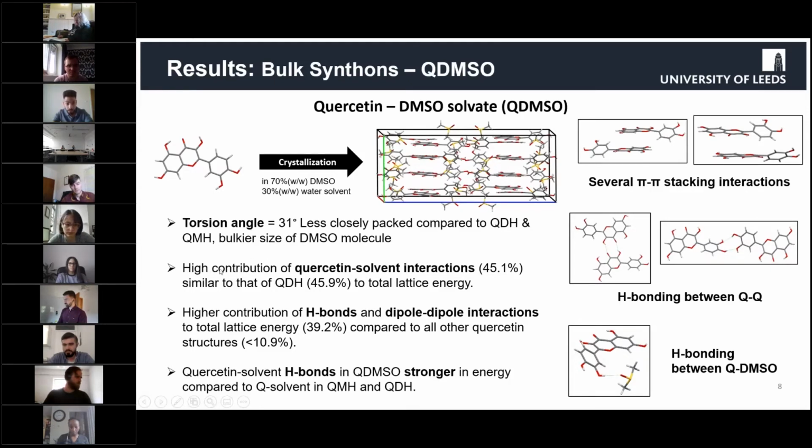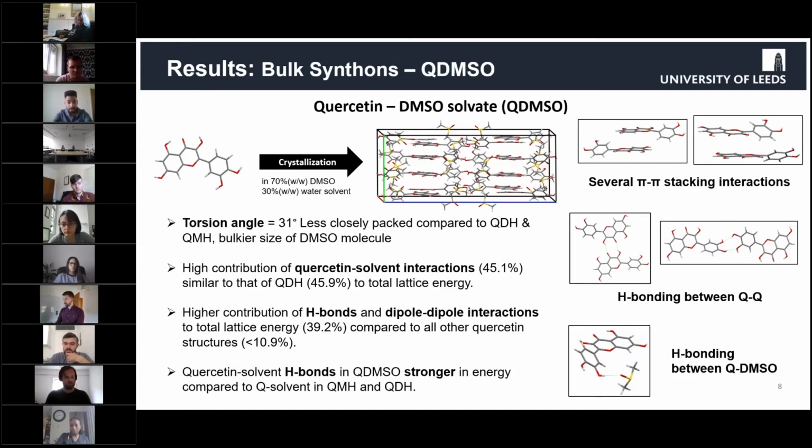It is also interesting to notice that there was a higher contribution of quercetin and solvent interactions, 45%, and also that was high for the dihydrate form, 46%, of the total lattice energy. And this highlights how the quercetin and solvent interactions are so important for the stabilization of the lattice for those two forms, the dihydrate and the DMSO solvate forms.